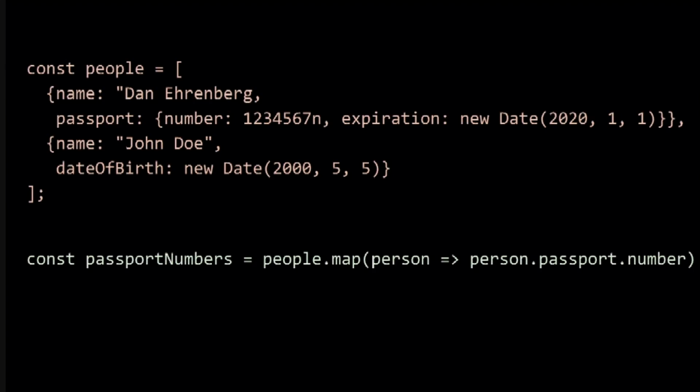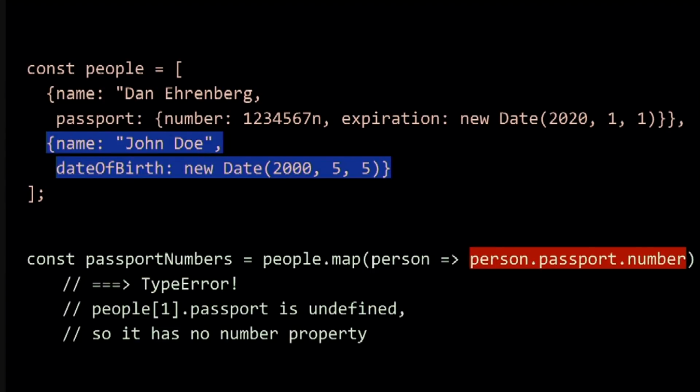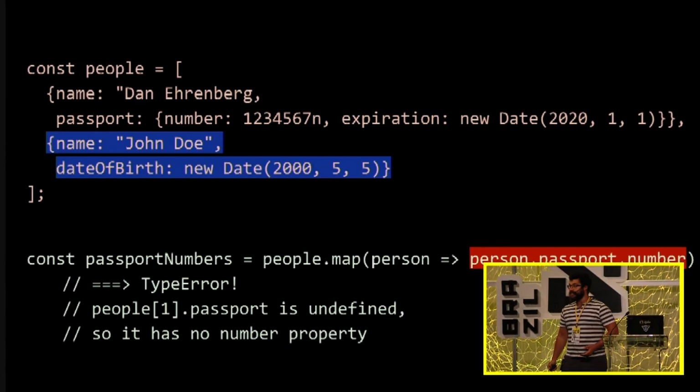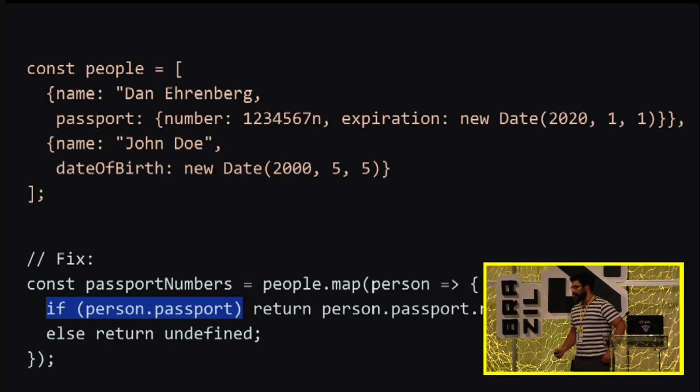So what happens if we get person.passport.number for each person in the people array? It doesn't actually work because John Doe doesn't have a passport. John Doe's passport would be undefined because when you access a property that's missing, the answer is undefined. And then accessing the property number on such an undefined throws a type error. So this will not work.